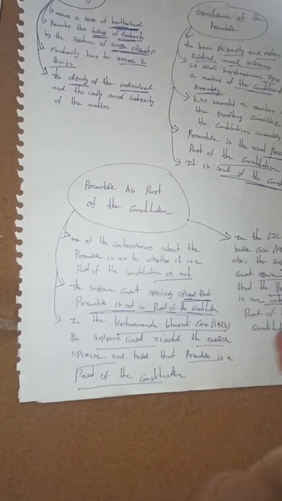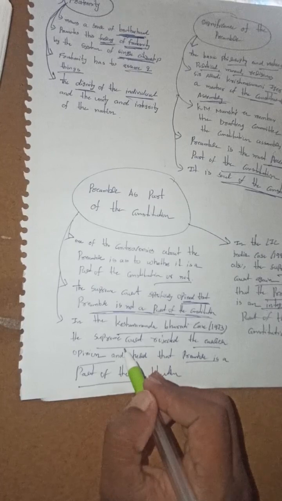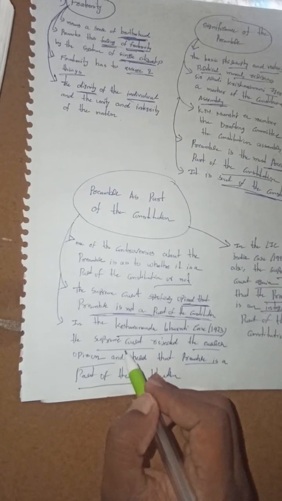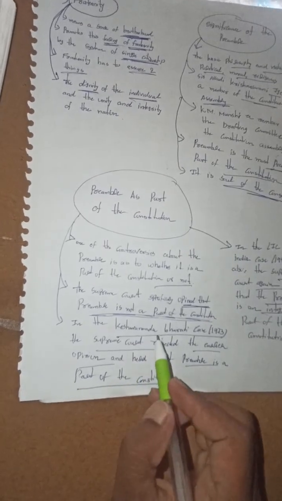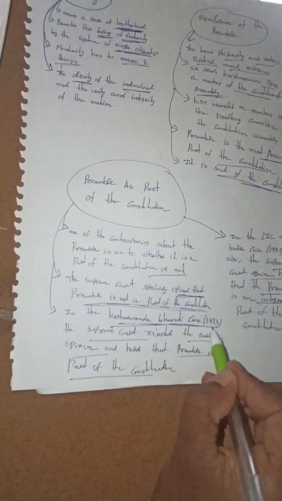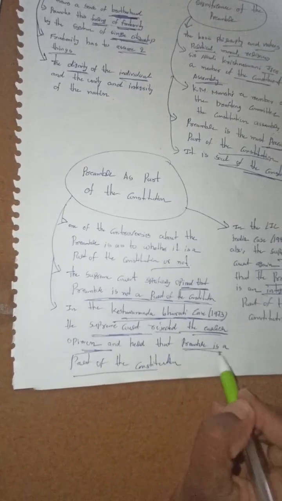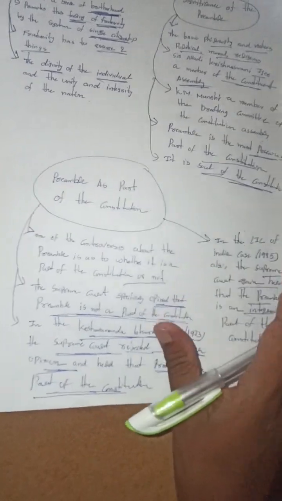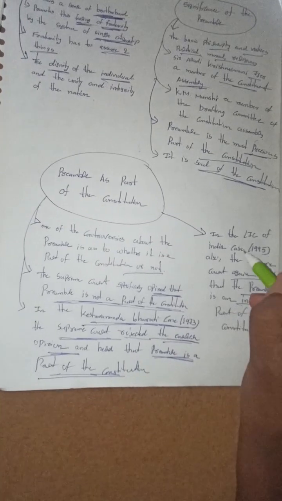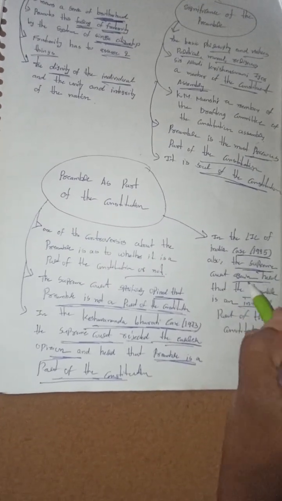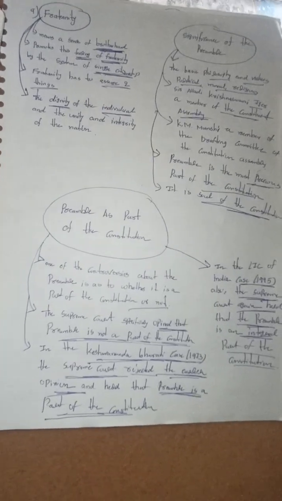But in the Kesavananda Bharati case 1973, the Supreme Court rejected the earlier opinion. It held that the preamble is a part of the Constitution and observed that the preamble is of extreme importance. In the LIC of India case 1995, the Supreme Court again held the preamble to be an integral part of the Constitution.